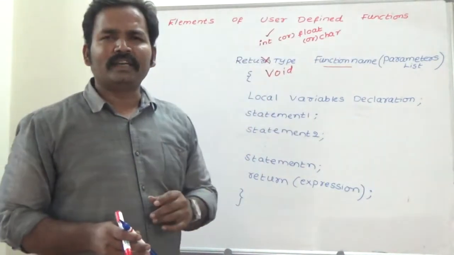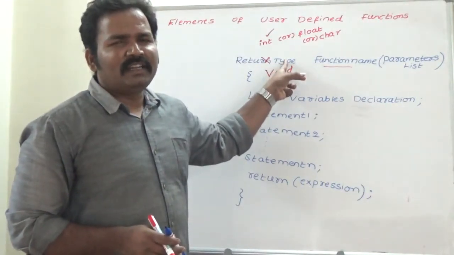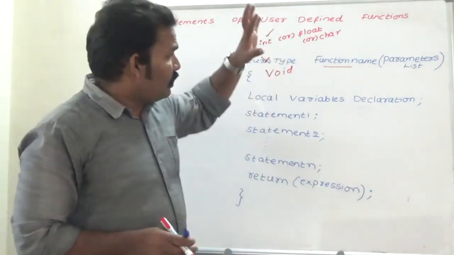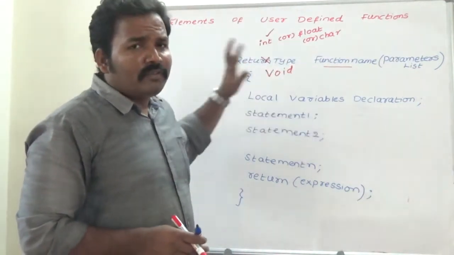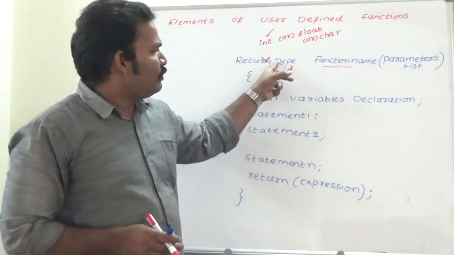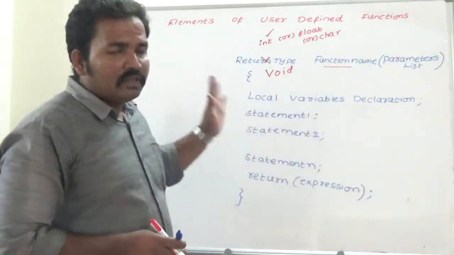Void is also a return type. So what is void? Void is a return type. It does not return any value. It does not return value from called function to calling function.